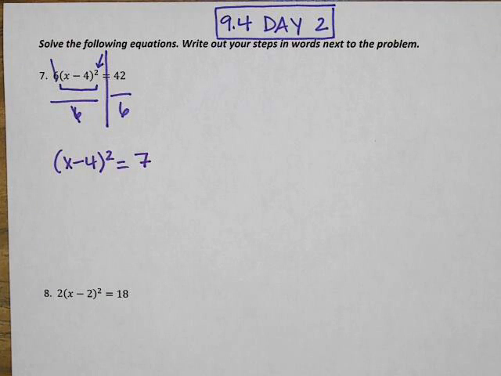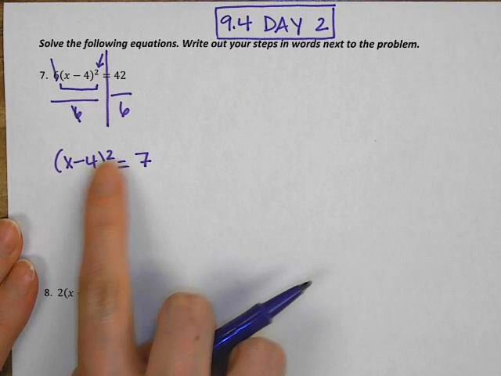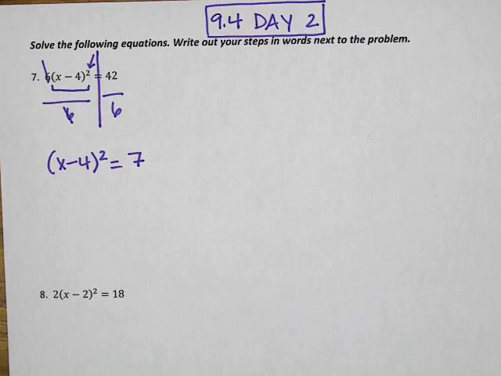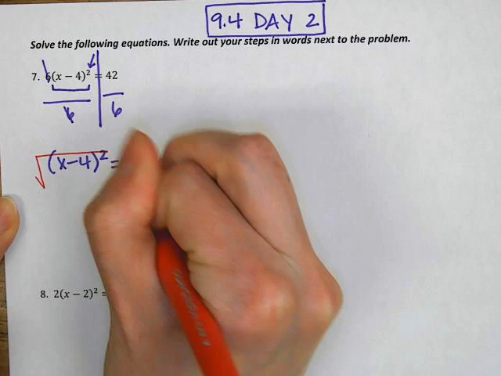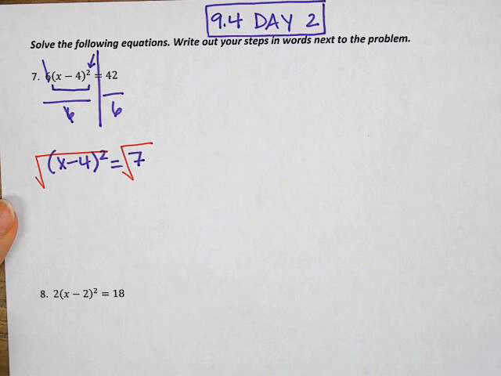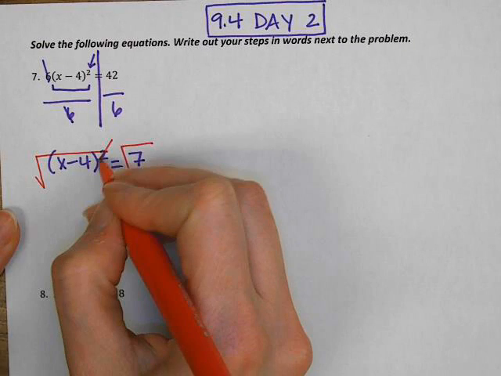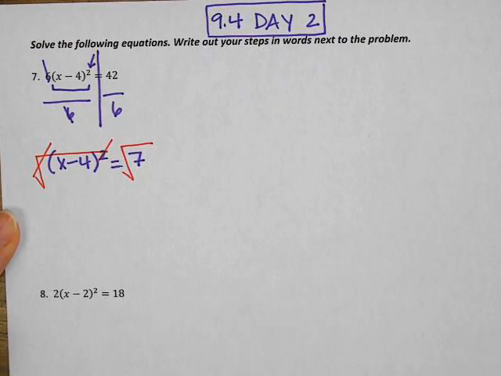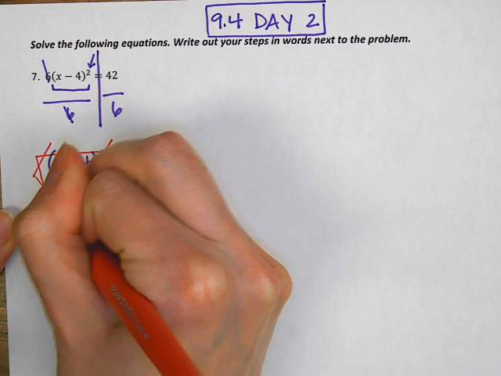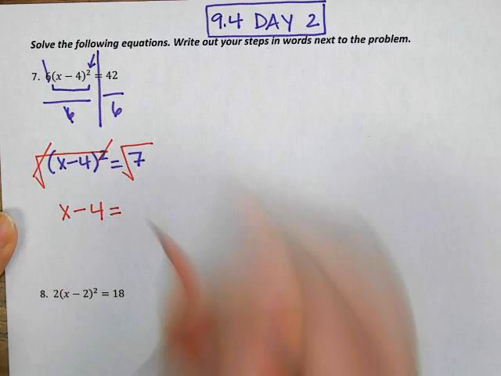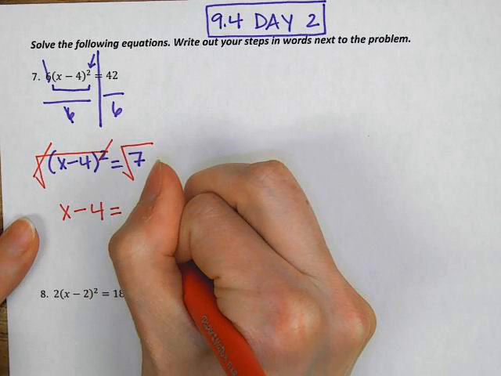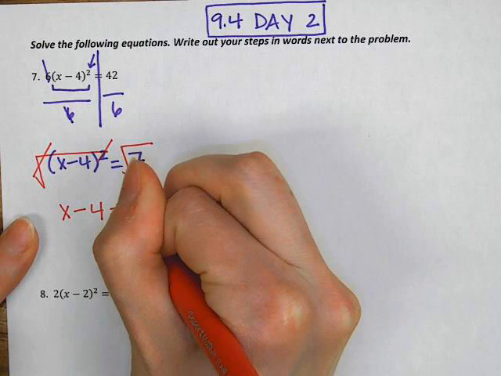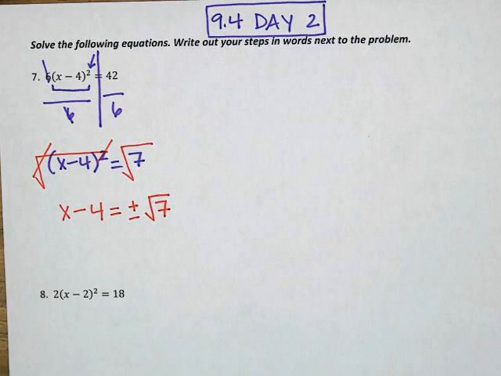Okay, so now, just like yesterday, when we have something squared equals a number, to solve, we square root both sides. And just like yesterday, squaring and square rooting cancel each other out. And we're left with x minus 4 equals, now let's just leave it as square root of 7 for now. Don't forget that it's plus or minus. Whenever you square root, it's plus or minus.